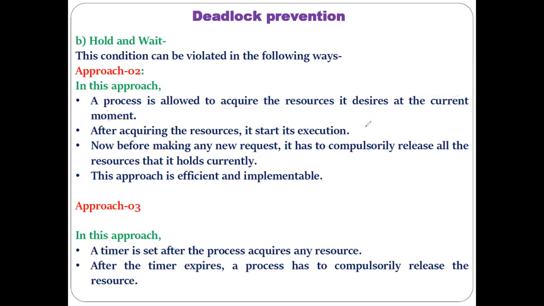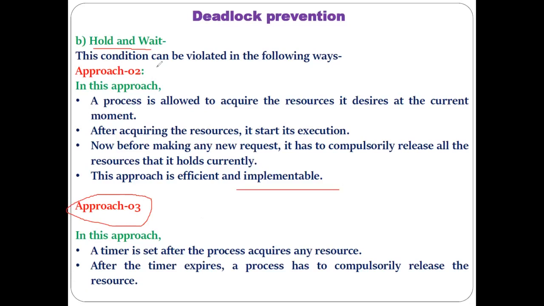As compared with the previous approach, our particular process is granted access to the resource which it requires currently. Once it finishes execution with the current resource, it should release that resource first, and then the permission for the new resource will be granted. So this is the most efficient and implementable approach. Then we also have the third approach to prevent the hold and wait condition, which is responsible for deadlock.